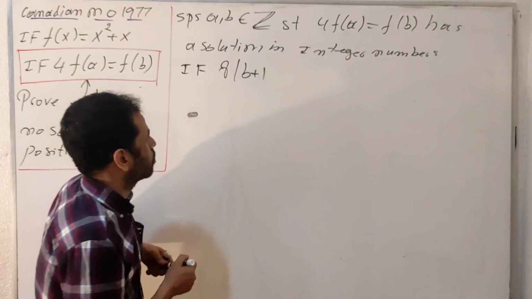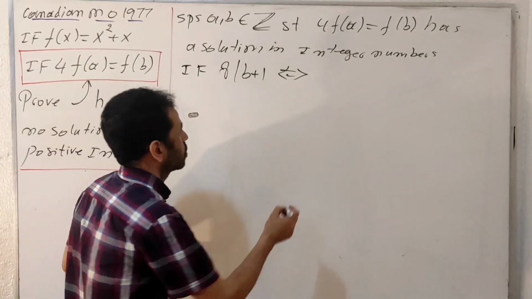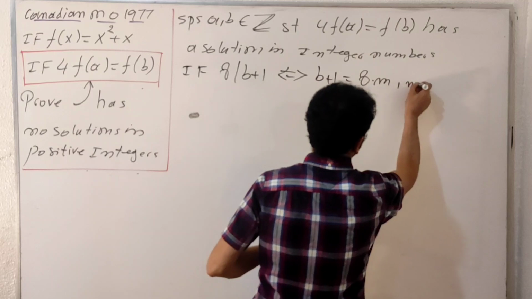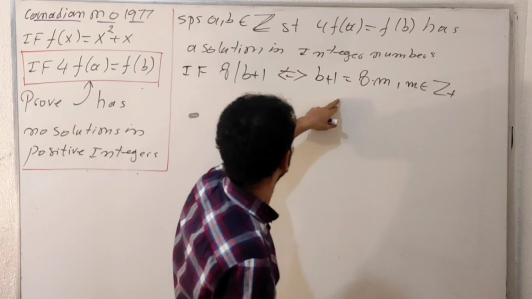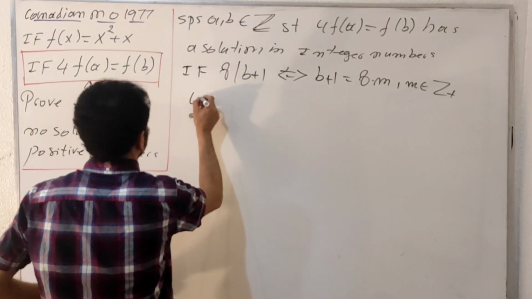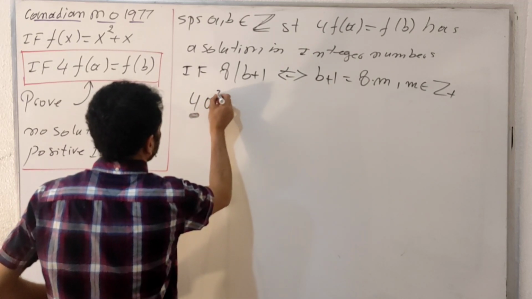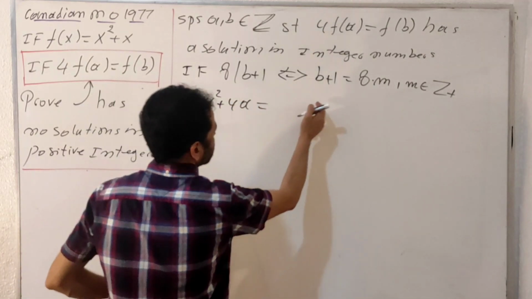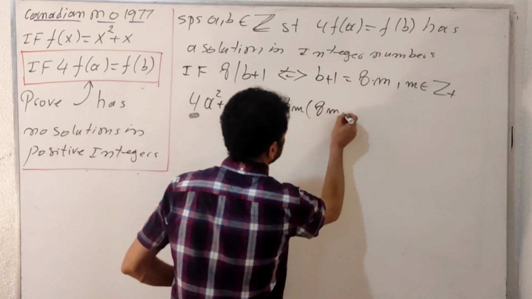This implies, according to the divisibility statement, that b plus 1 equals 8 multiplied by m, where m is a positive integer. I'm going to insert this fact into the original equation. So we have 4 multiplied by a squared plus 4 multiplied by a, b plus 1 will be replaced with 8m, and b will be replaced with 8m minus 1.